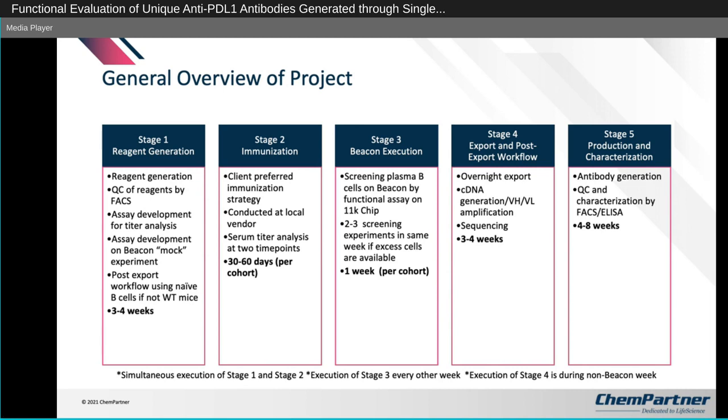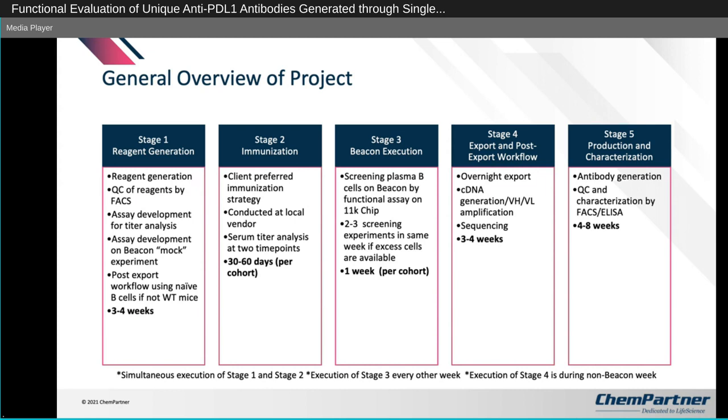Stage 3 is Beacon experiments, where we are screening thousands of plasma B cells on Beacon on 11K chips, which basically allows us to screen up to 11,000 single B cells on a single day. Now we can screen 2 to 3 times more in the same week if we have excess plasma B cells available. We typically culture those excess B cells in a proprietary mouse B cell medium.